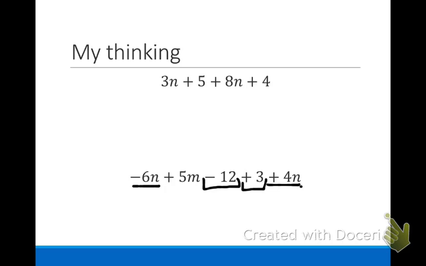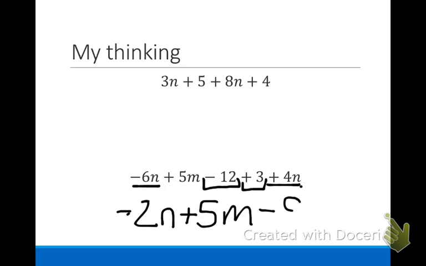So now I can go through and simplify this expression. Negative 6n plus 4n would give me negative 2n. Then I have plus 5m that I'm not changing. And then negative 12 plus 3 leaves me with negative 9. So then that simplified expression would be negative 2n plus 5m minus 9.